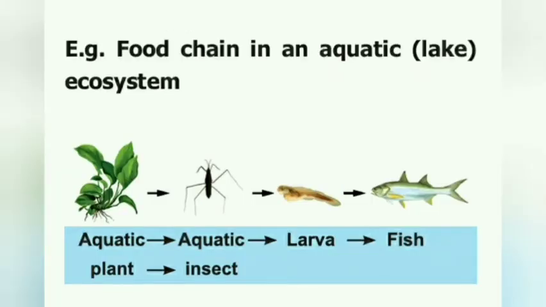Here is an example for food chain in an aquatic ecosystem. The aquatic ecosystem also has producers and consumers. The first one is the aquatic plant and an aquatic insect. Then it is eaten by a larva. The larva in turn is eaten by a fish, and in turn it is eaten by a large animal. So this is a food chain.